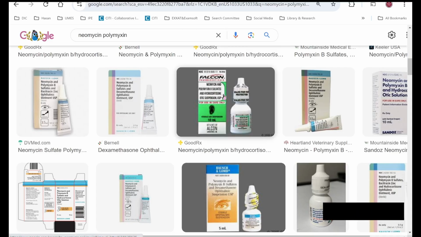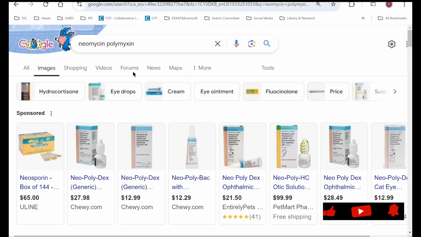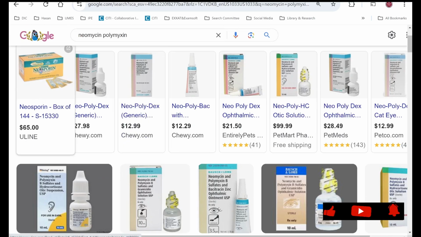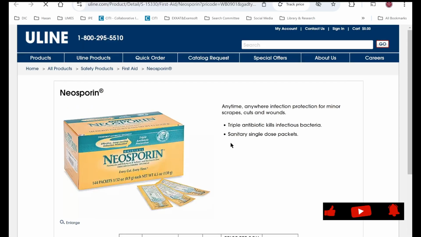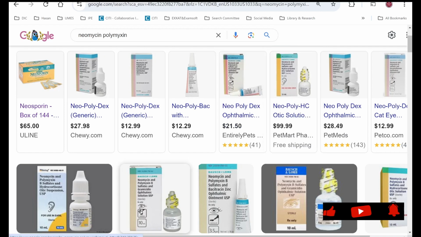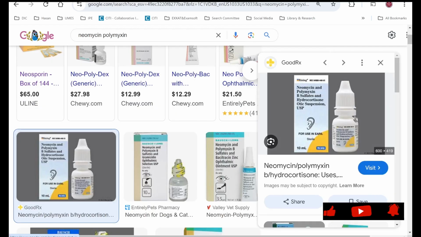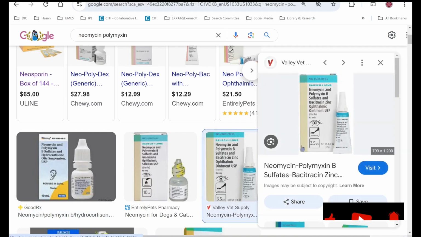Okay, here you can see from Google Images, as I mentioned, I typed neomycin, polymyxin, this combination of two medications, and you can see it here. If you click on this one to see what we have there, Neosporin. Neosporin is a type of combination therapy. We have it for otic, for ear infections, neomycin, polymyxin as ear drops. We have it as eye ointment, polymyxin, neomycin, eye ointment.